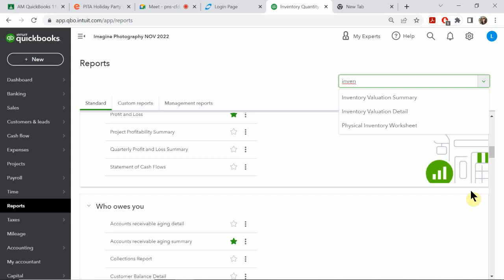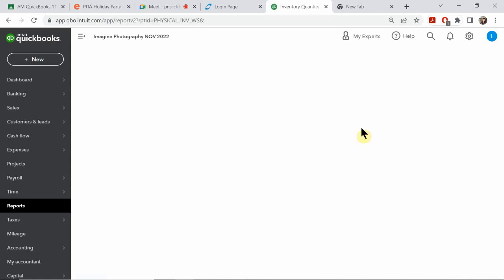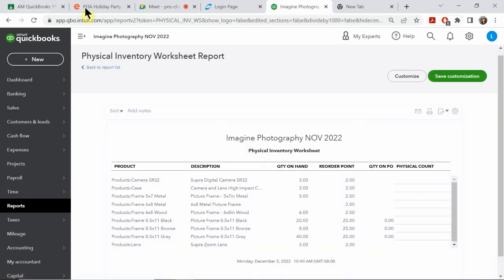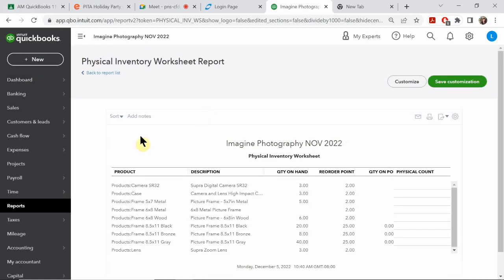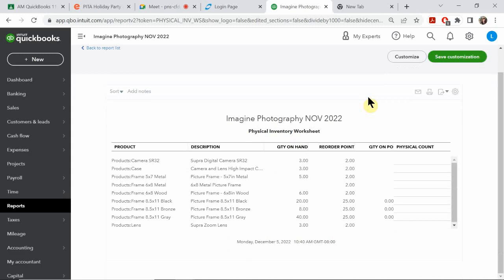So I get an inventory valuation summary, an inventory valuation detail, and then I have the physical inventory worksheet. So I only have 3 things that I can view for inventory. Let's go ahead and take a look at that physical inventory worksheet. Once again, if you need to adjust it, in this case, there's nothing to adjust. This basically just tells you what you have currently on hand right now, and this is where you can print this out and you can write your quantities right here.